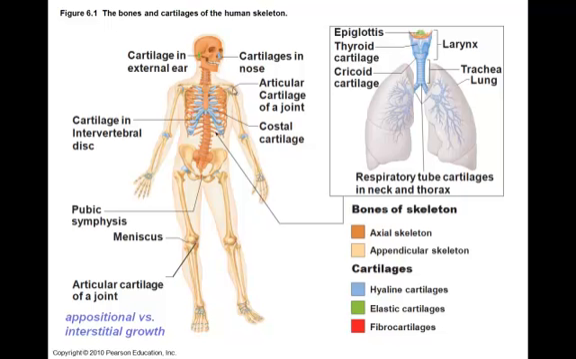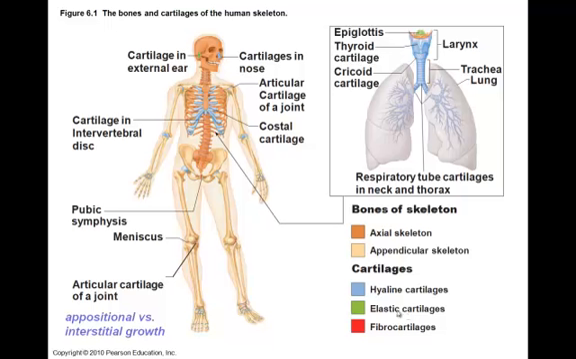We see the hyaline cartilage at the ends of our long bones. So here are the ends of our long bones. We call those our articular cartilages. We see it on our nose. And our hyaline cartilage also makes up the embryonic skeleton. So hyaline cartilage is pretty abundant.